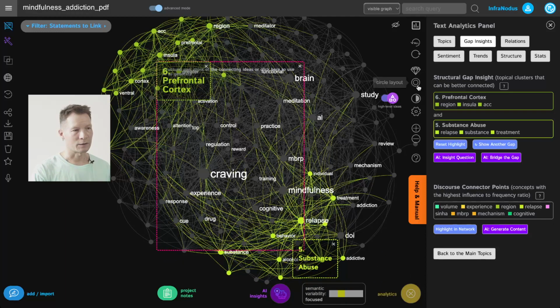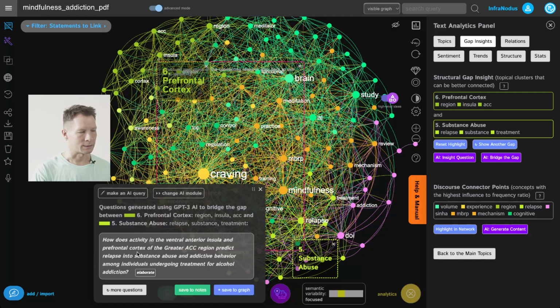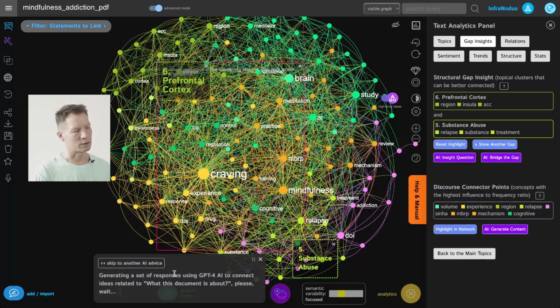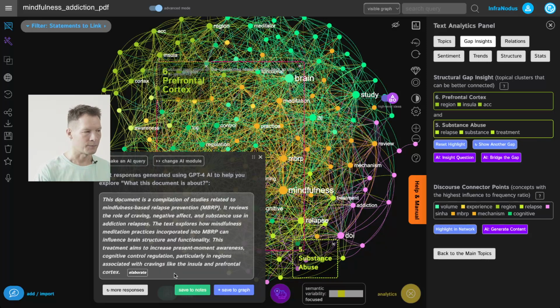And finally, because you have this representation, you can actually use the built-in ChatGPT module here and chat with this document. So you just need to take the current context into account, and then you can even ask what this document is about, for instance, in a very general way, and then you click GPT-4 chat, and it's going to query this document and answer this question using the content of the document.